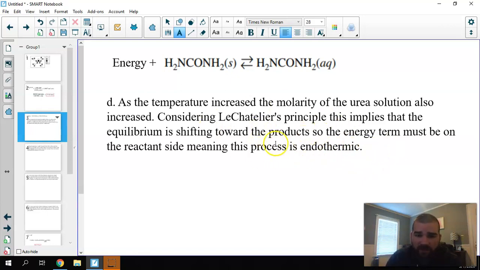There's a whole bunch of different ways you can phrase this, but at the end of the day, what you need to realize is that as temp went up, or as energy increased, we shifted right to increase the molarity, right? So the energy term must be on the left-hand side, the reactant side, which means this is an endothermic process.